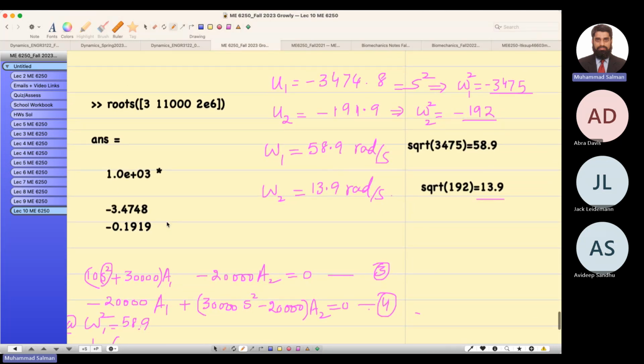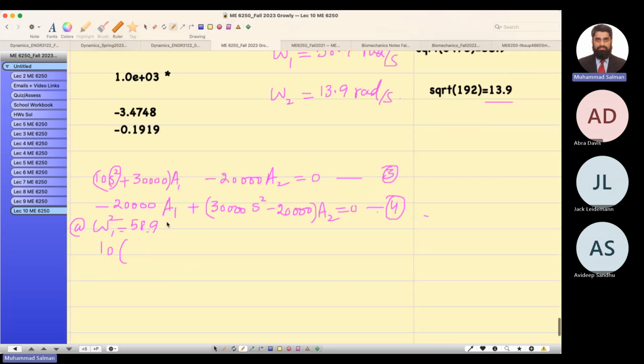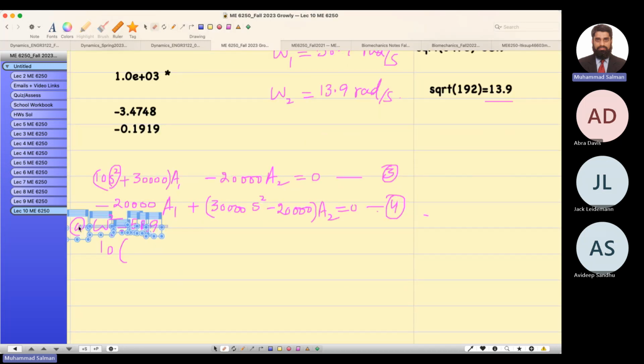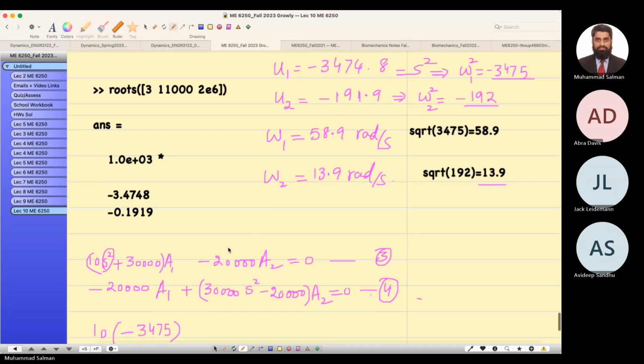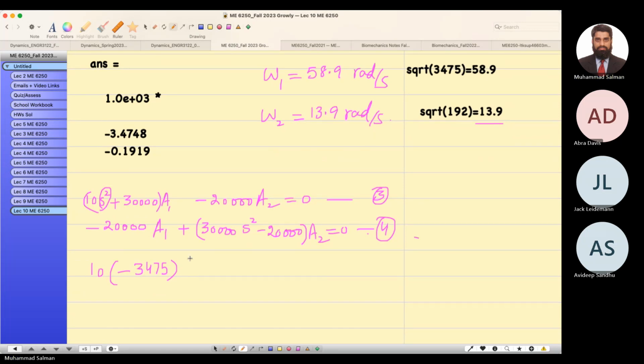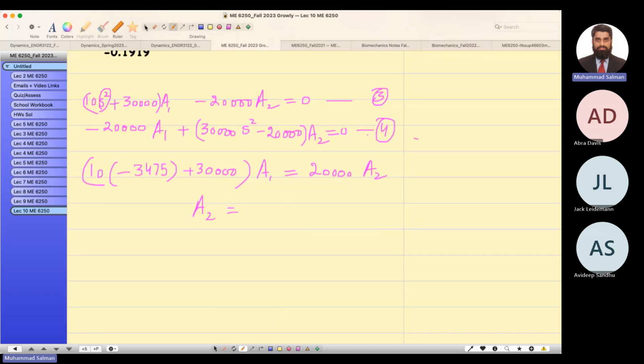You see negative 3475. I'm going to rewrite here for your help what I'm trying to explain. Let's completely write down the number negative 3475. You understand where I got this negative 3475? Yes. And then plus 30,000 times A1 equals 20,000 times A2. So what is the ratio? A2 equals whatever we get here. So let's do the math very quickly here.